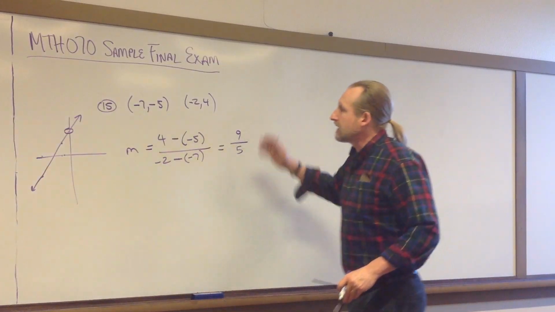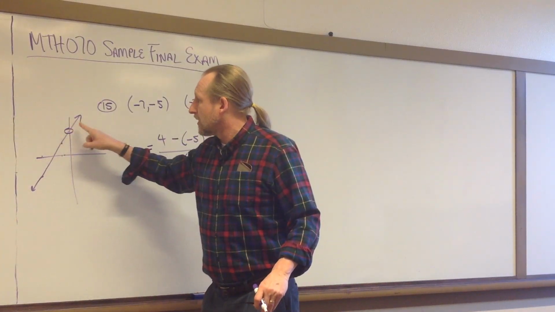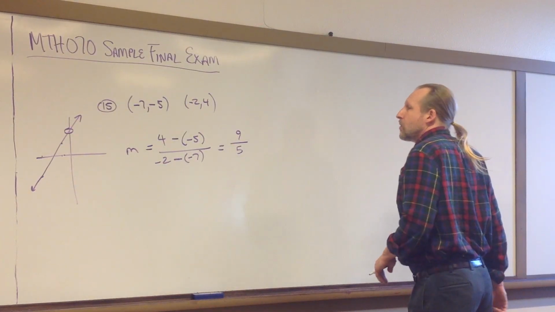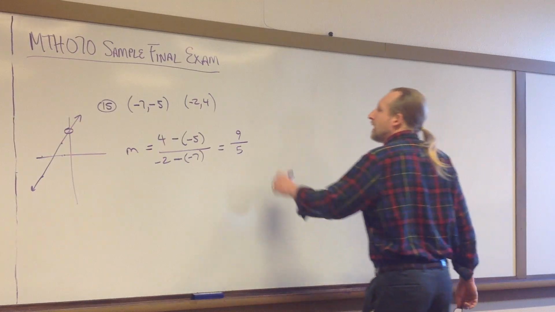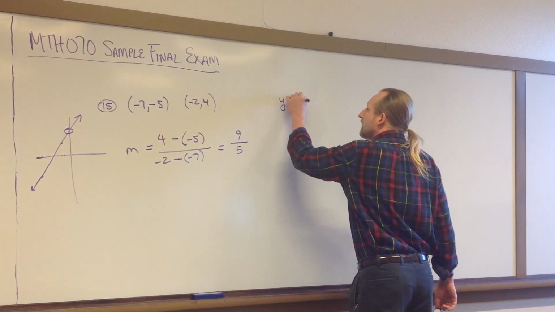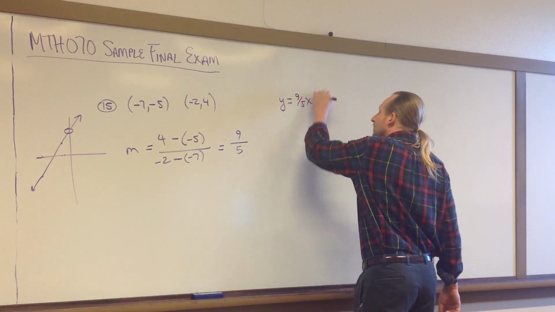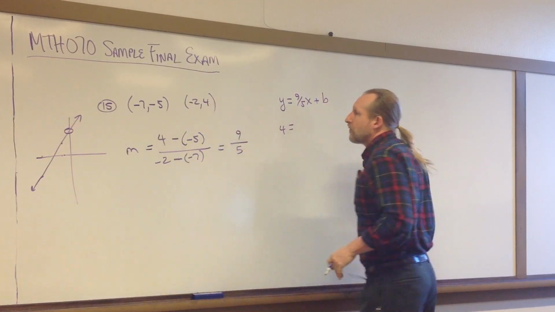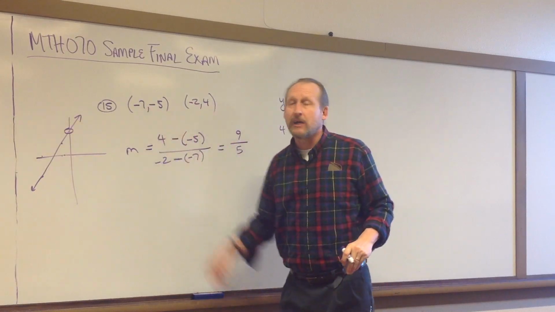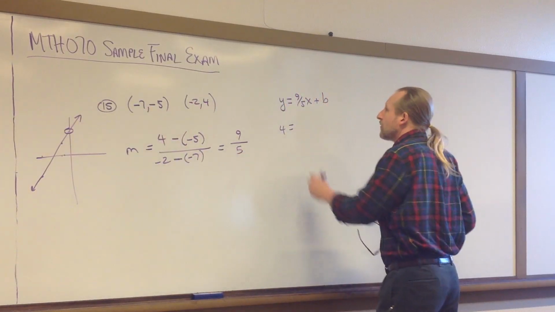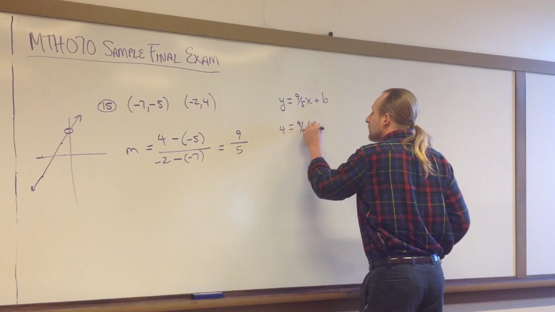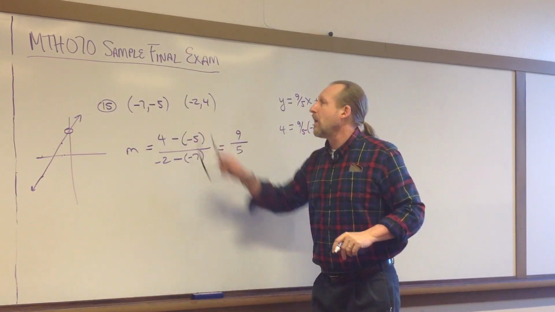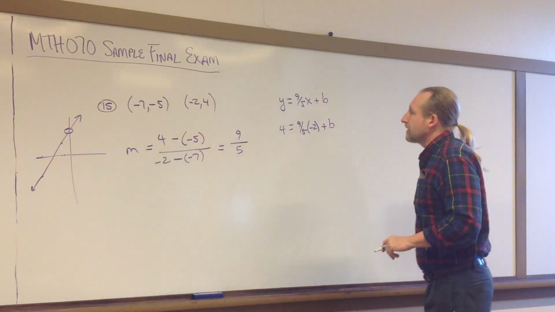I like to leave it like this because it tells me how far to go up and over. All right, so let's see here. Now we say y equals 9/5 x plus b, and then plug in one of these pairs of values. If I choose the 4 for the y, I have to choose the -2 for the x. If I choose the -5 for the y, I have to choose the -7 for the x.